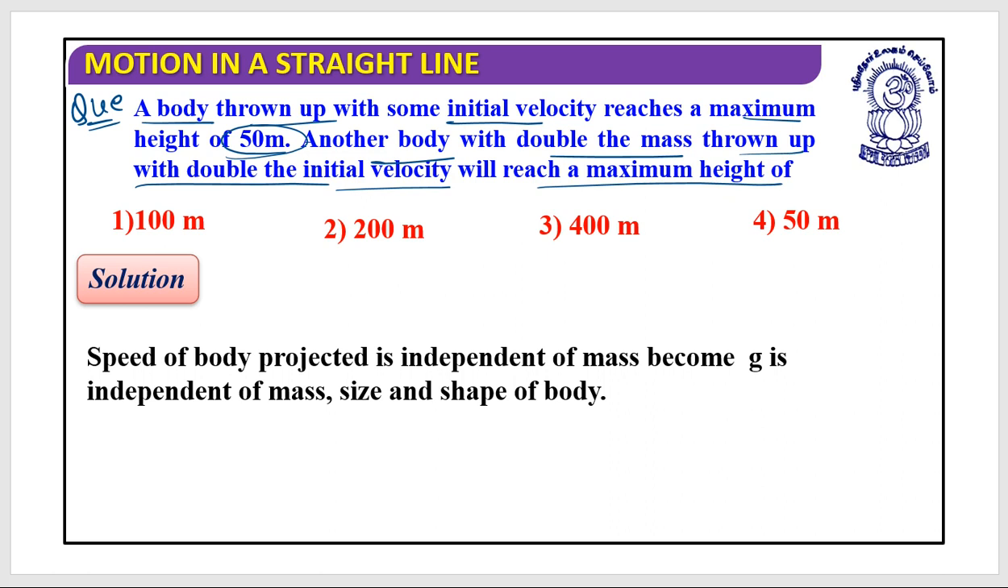So first thing we must know is that the speed of the body projected is independent of the mass, because if you remember, h max is equal to u square by 2g. So this depends on the velocity of projection, and this depends on g, the acceleration due to gravity. Even in motion in a straight line, we generally assume that g remains constant. So it means h max depends on u only at this point of time.